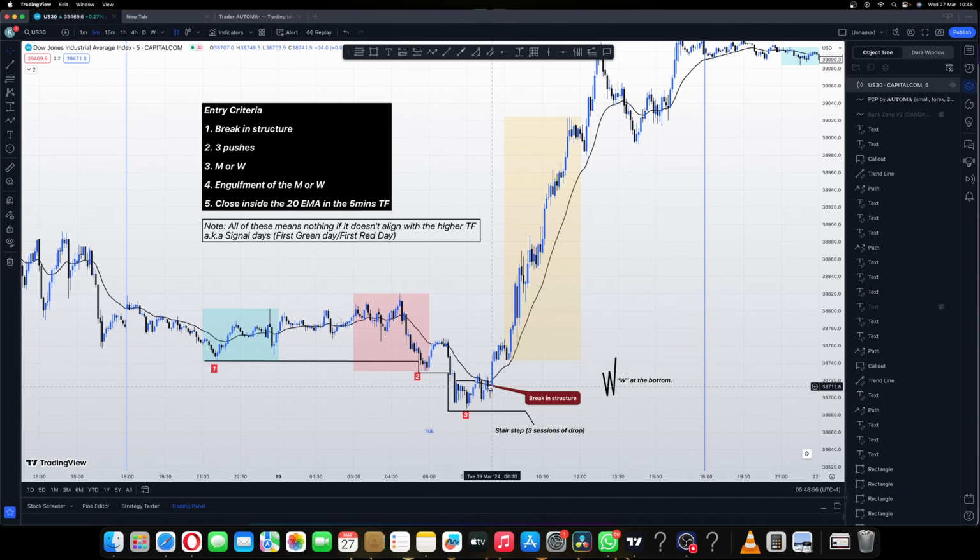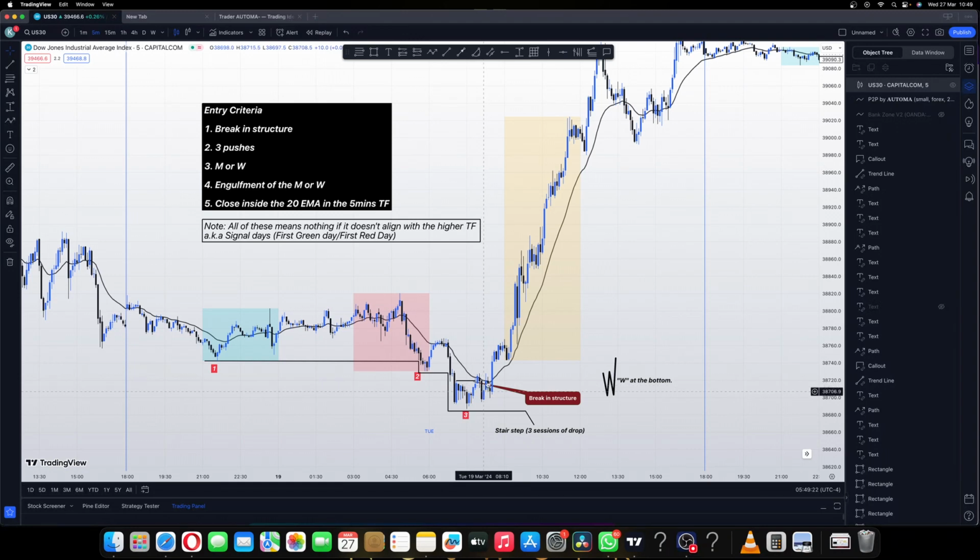Break in structure. After the break in structure, we look for some form of 3 pushes, which is the number 2 criteria. 3 pushes after break in structure: 1, 2, up, 3. What are we looking for? The W. This is the W at the bottom. So these 3 pushes come in different variations.